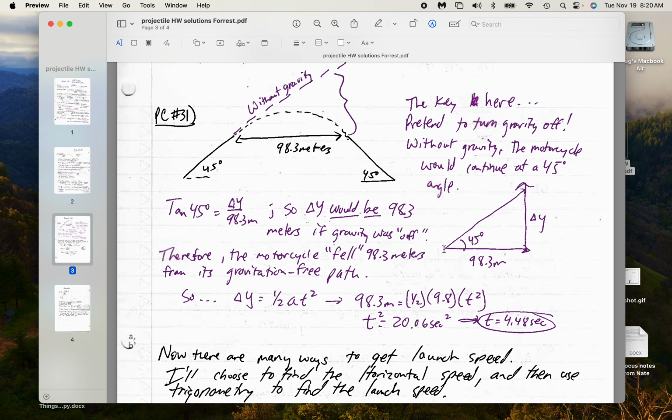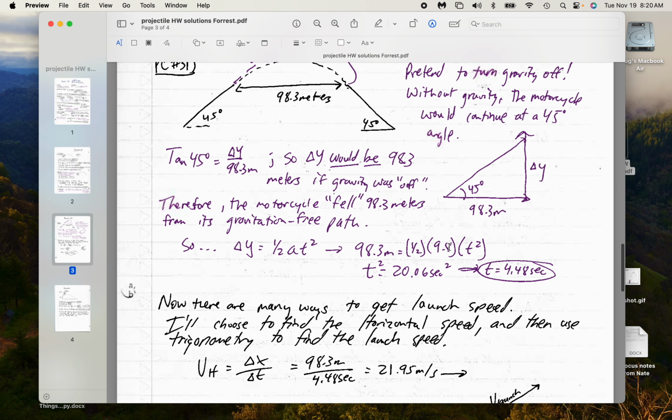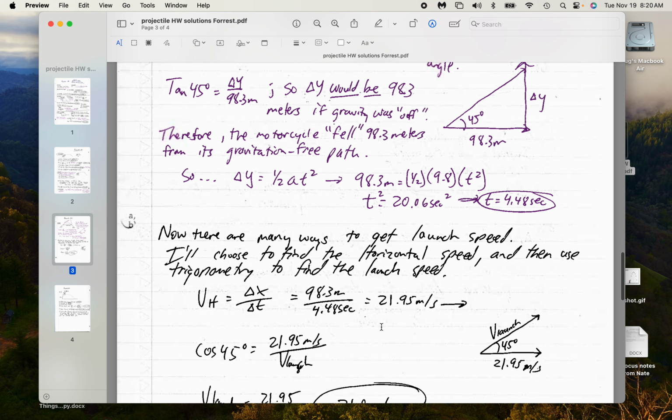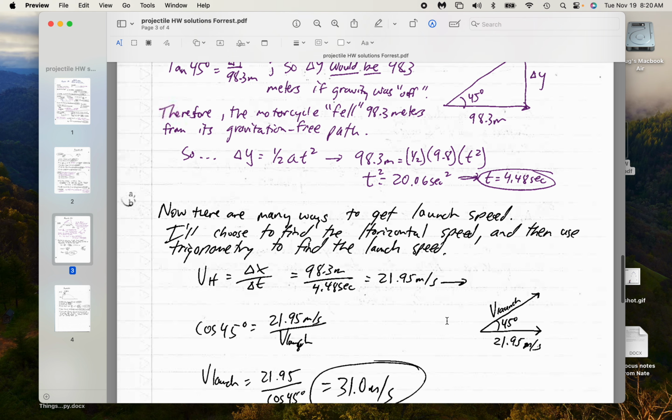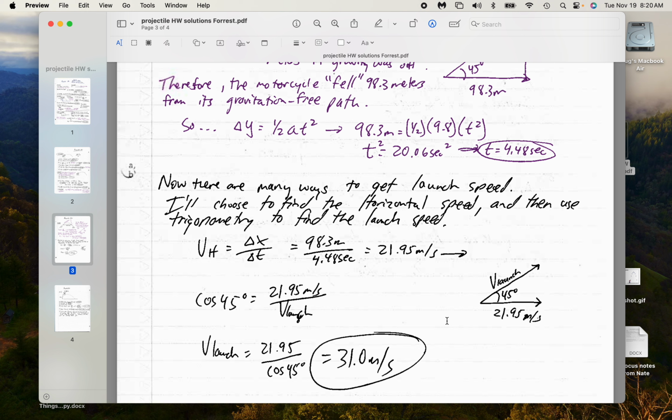If I know I'm in the air 4.48 seconds and my horizontal velocity is going to be constant, I can find my horizontal velocity by taking this 98.3 meters divided by 4.48, and that gets me a 21.95 meters per second horizontal velocity. And then I'm trying to find essentially the launch velocity. The vertical would also be 21.95.